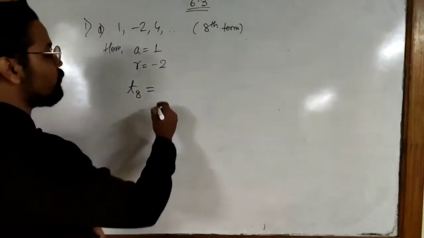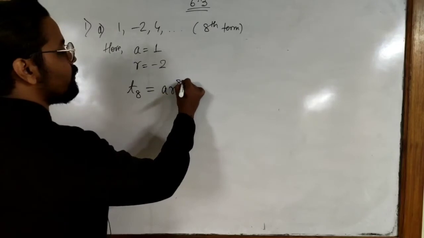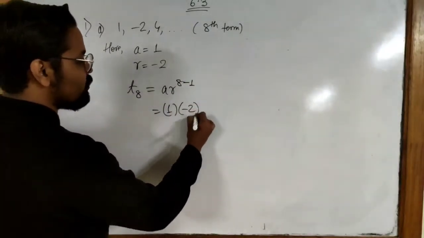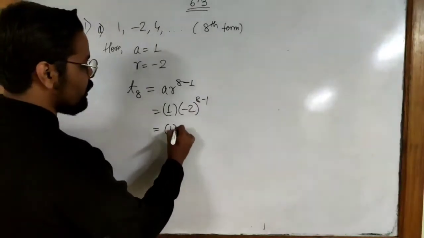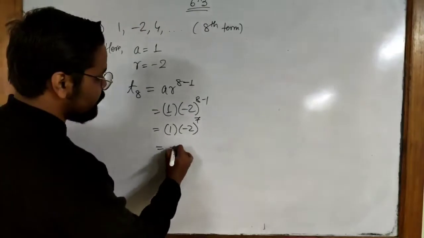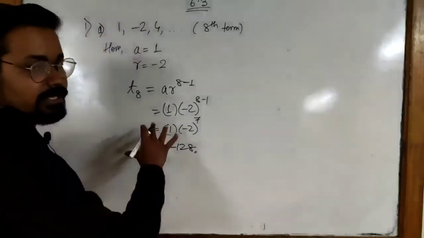For T8, the formula is a r to the power 8 minus 1. Here a is 1, r is minus 2, so it is 1 into minus 2 to the power 7. Minus 2 to the power 7 is minus 128, and that is the 8th term.